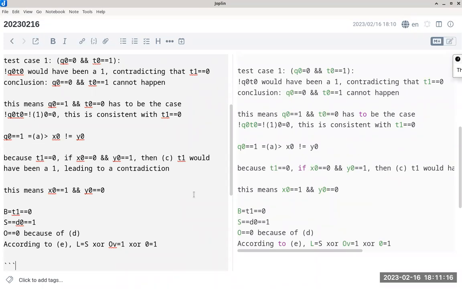Any questions about this particular one? Yep. I'm curious, maybe other people will disagree, I'm wondering how you would write this on paper. Is this through typing? And then I would just write it the same way. I mean, you don't have to use as many words, okay? In this case, instead of saying according to E, you can just say E implies L equals S exclusive OR OB equals 1 exclusive OR 0 equals 1. A lot of the phrases in English you don't have to use, but you can use the mathematical symbols instead.